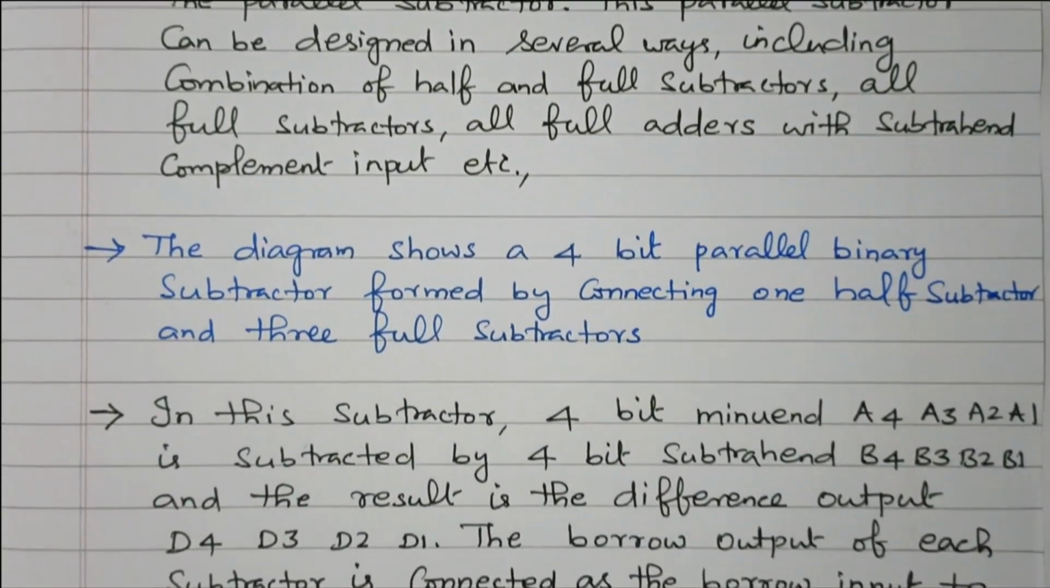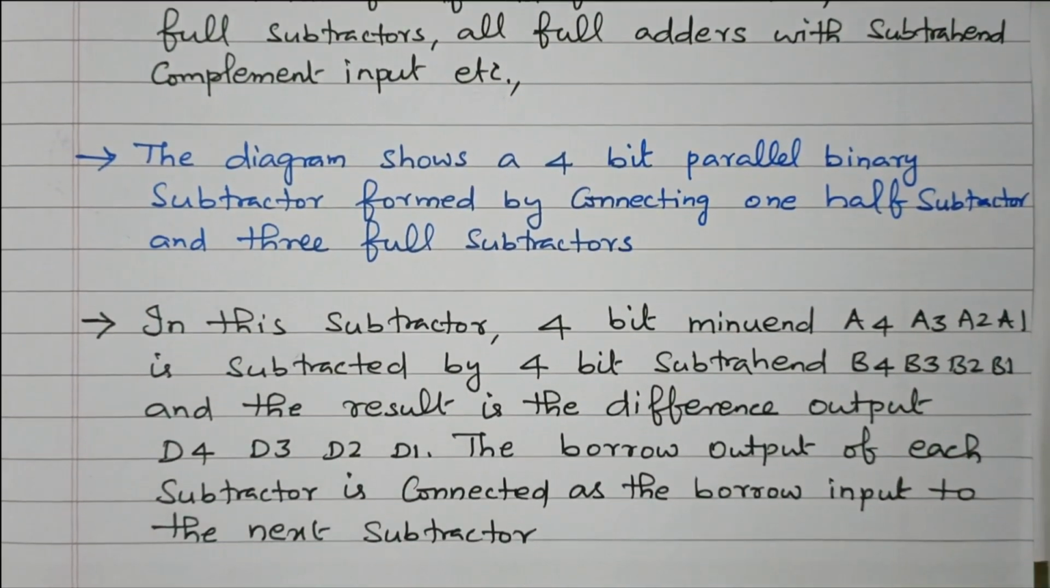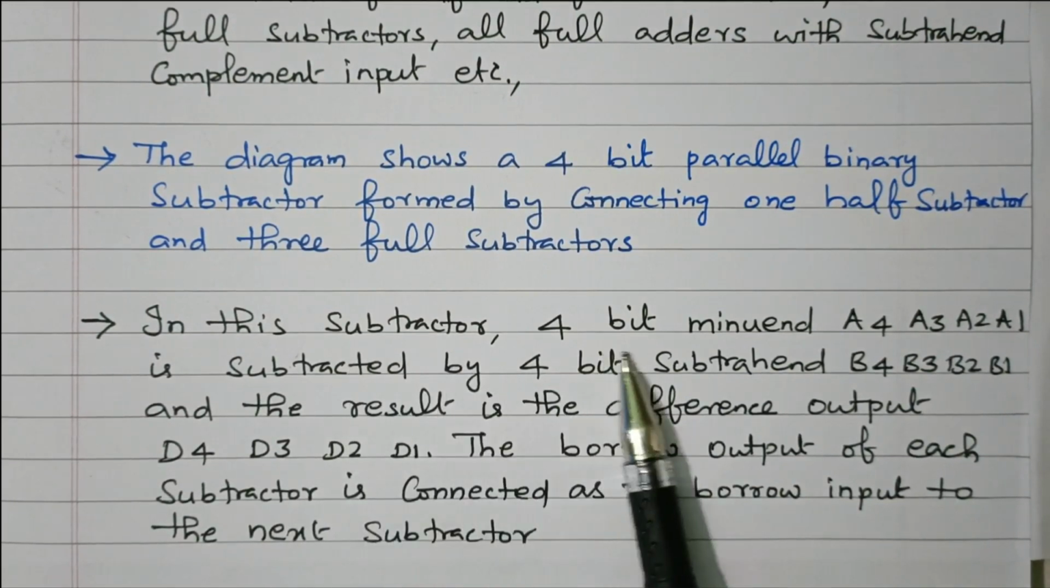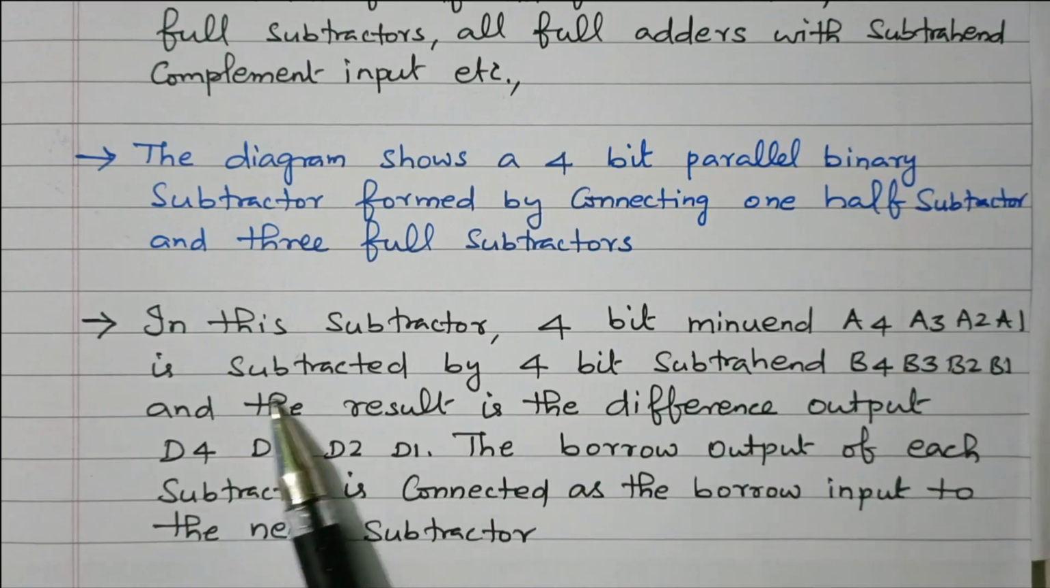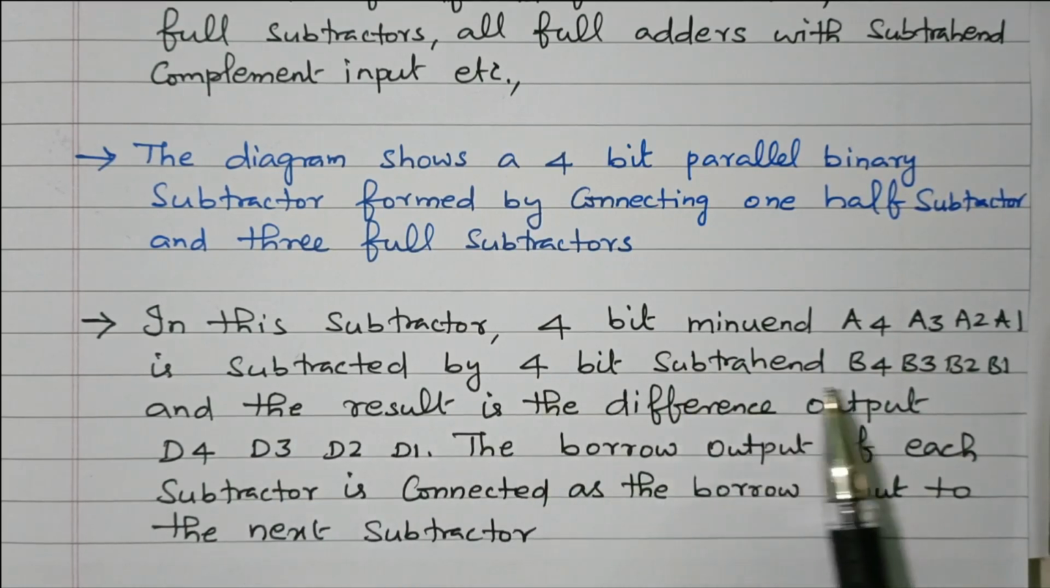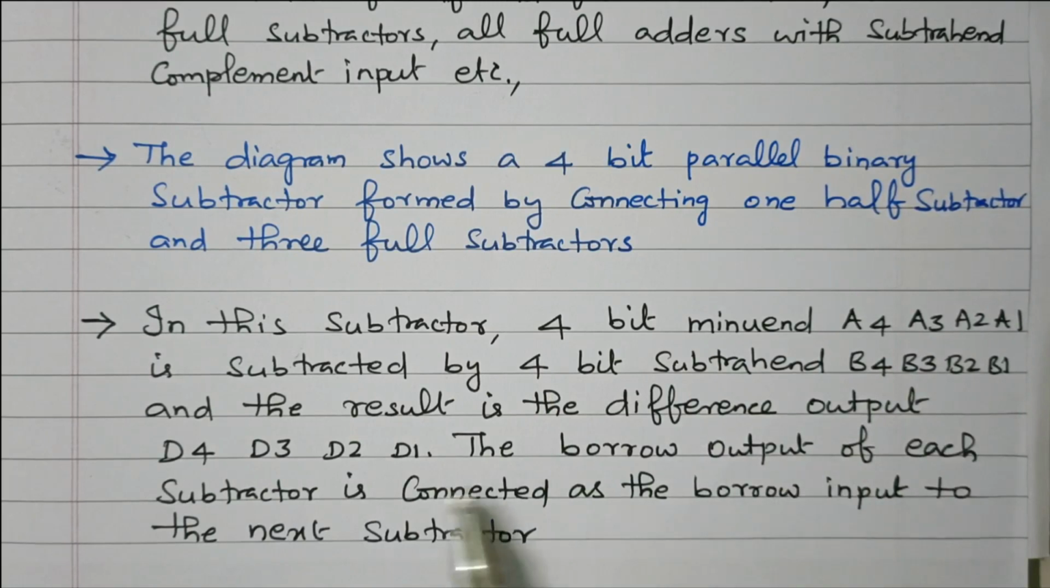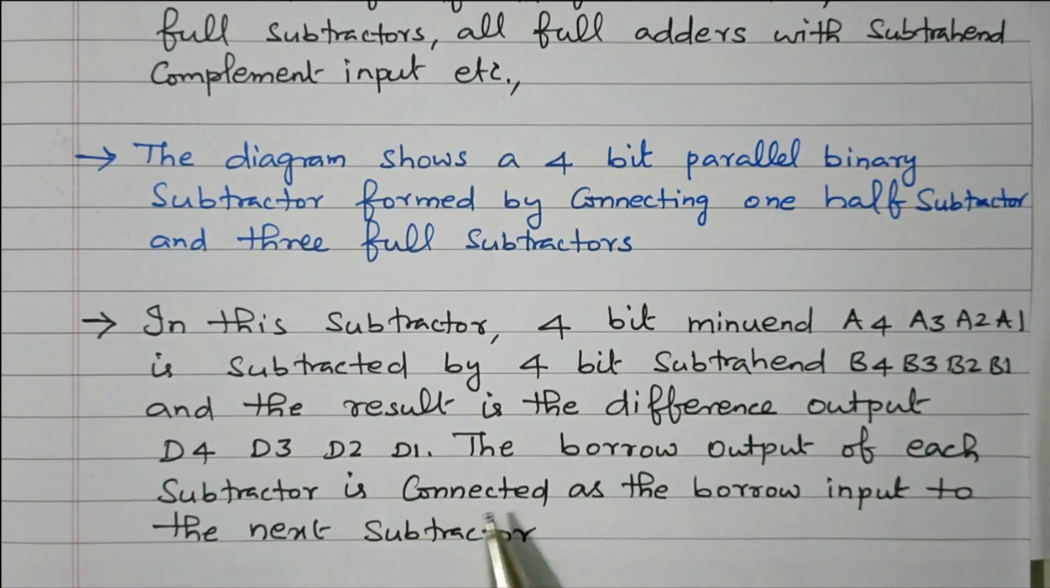Further, some more details are available. In this subtraction, the 4-bit minuend A4, A3, A2, A1 is subtracted by the 4-bit subtrahend B4, B3, B2, B1, and the result is the difference output D4, D3, D2, D1. The borrow output of each subtractor is connected as a borrow input to the next subtractor. So in this video we discussed the 4-bit parallel subtractor using half and full subtractor.